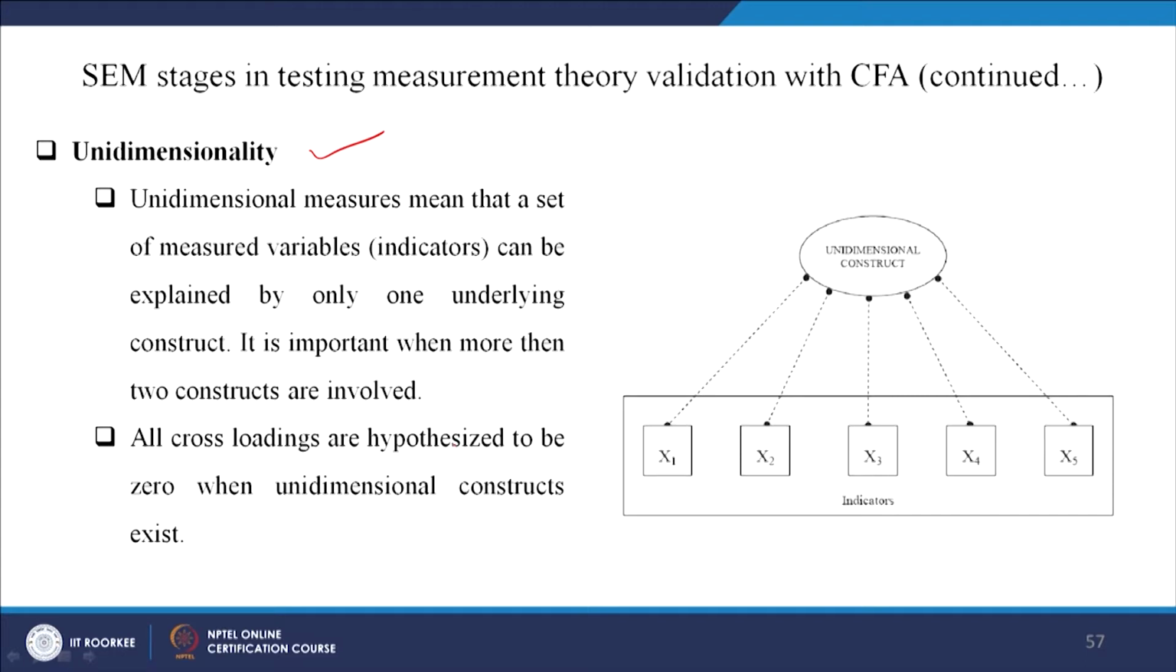All cross loadings are hypothesized to be 0. So the cross loading part is absolutely assumed to be 0, there is no cross loading when unidimensional constructs exist, okay. So only one factor, they are all connected with only one factor, no chance of getting connected to some other factor, that is theoretically assumed to not exist.